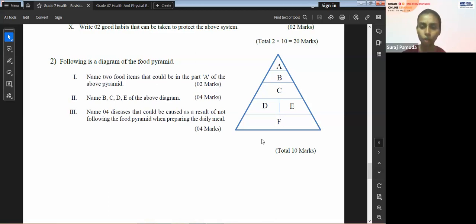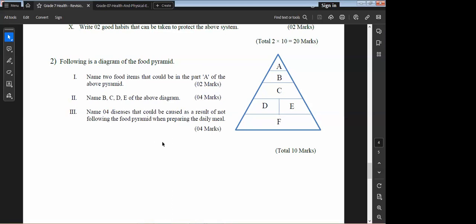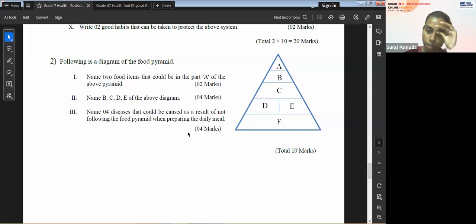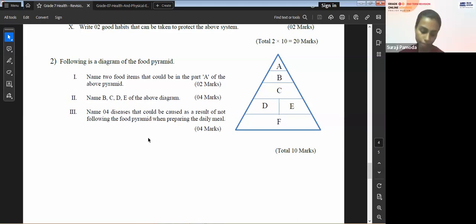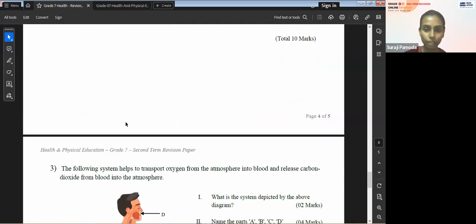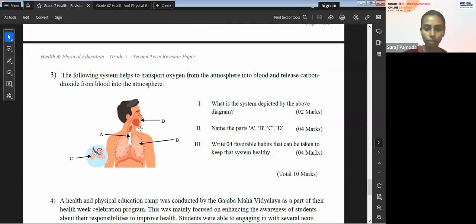So we call those diseases in one name. Can you remember? The diseases that cannot be spread from one person to person. Non-communicable diseases. Yes, good. Normally, when we don't eat in a healthy way, we get non-communicable diseases. Right? Okay, so did you understand that question? Yes, teacher. Okay. Right. So we can do another one. Shall we go to the third question?